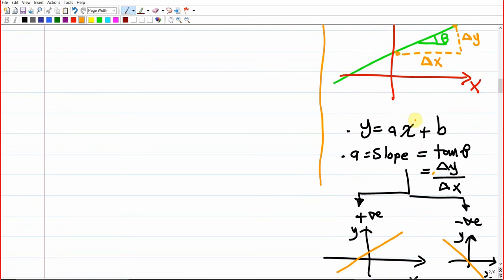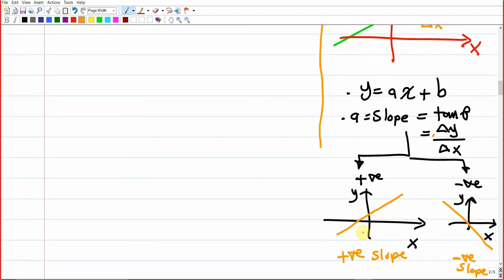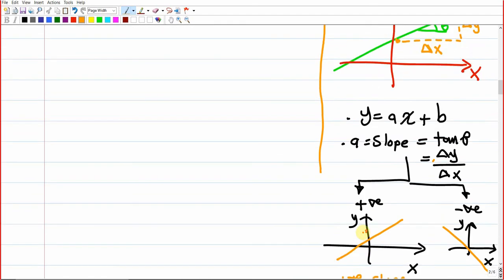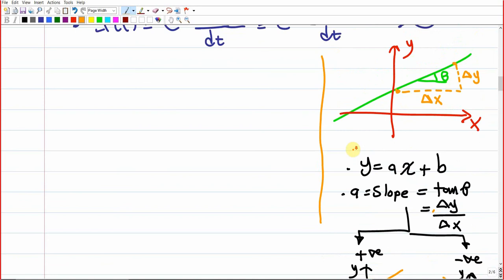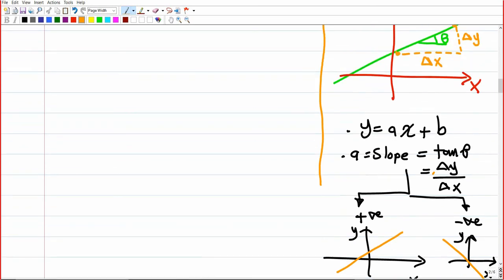So your objective is just to calculate delta y, delta x, and divide them together. This is going to give us a, which is the slope. But your objective is just to add negative or positive, depending on the orientation of the line. If the line is oriented between the first and third quadrant, the slope is positive. But if it is between the second and the fourth quadrant, it should be negative. Make sense? This is for the slope.